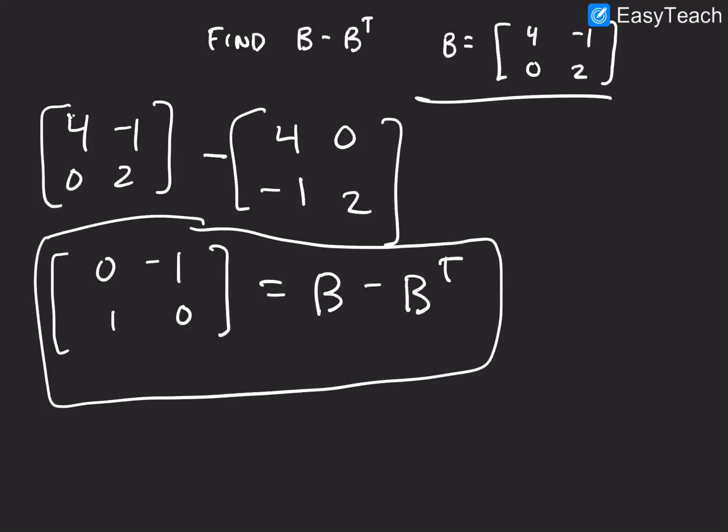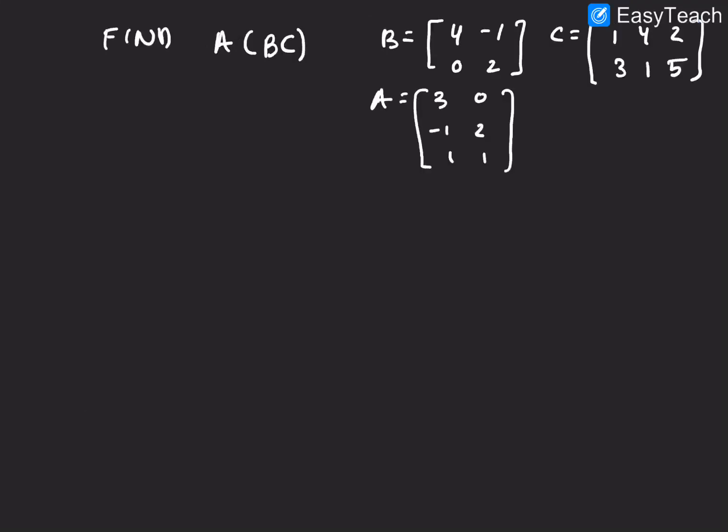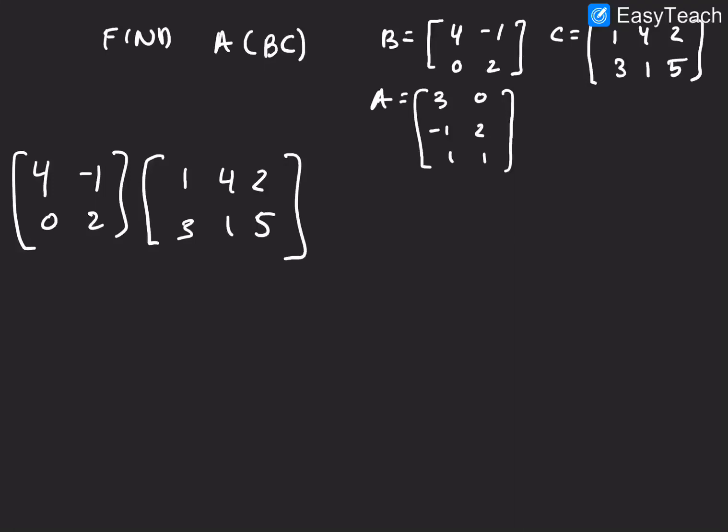Okay, no problem. What else do we have? Find A times B times C. Oh, so this is where we have to do matrix multiplication. Fun. So we're going to take matrix B and matrix C. So we have 4, -1, 0, 2. And we're going to multiply that by matrix C, which is 1, 4, 2, 3, 1, 5.